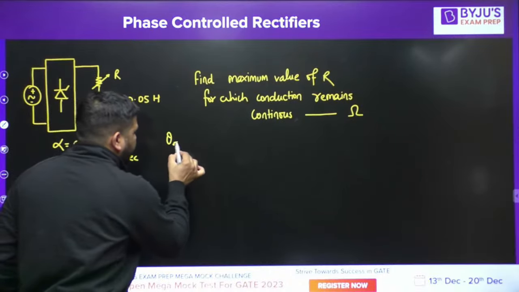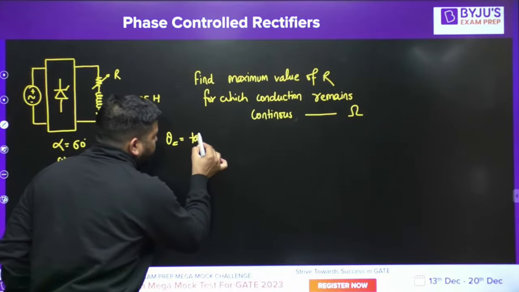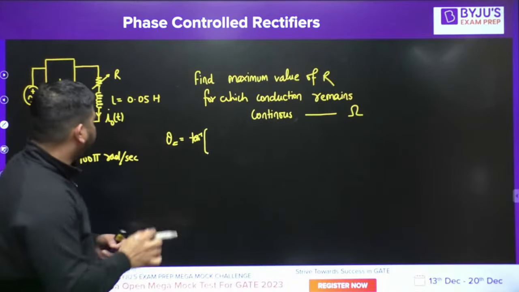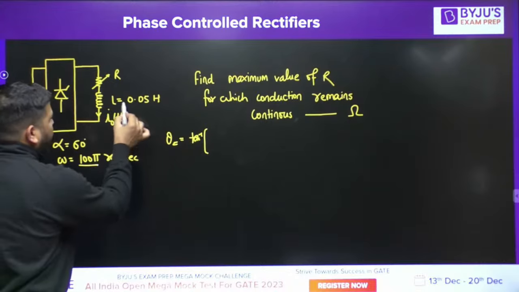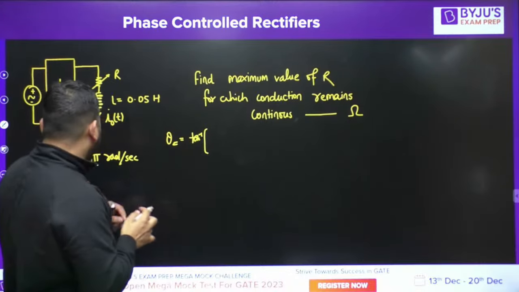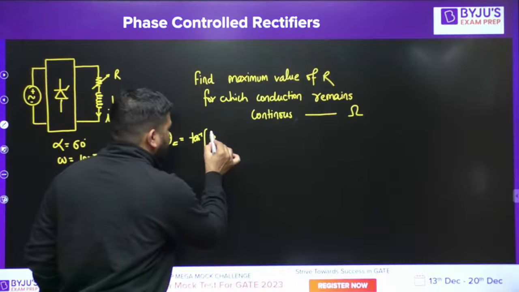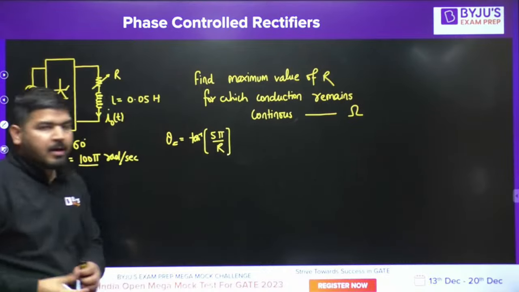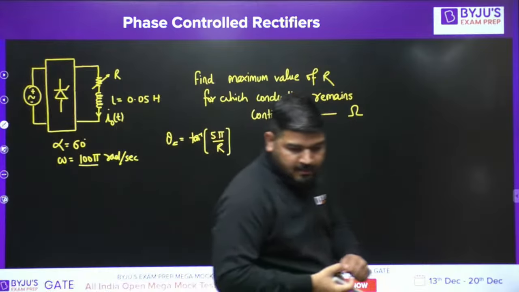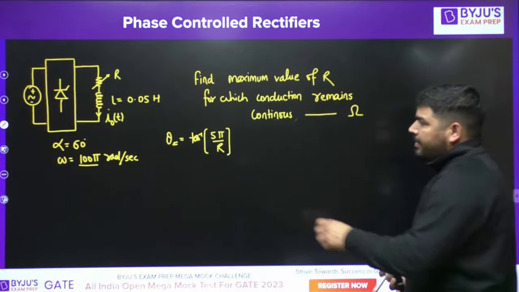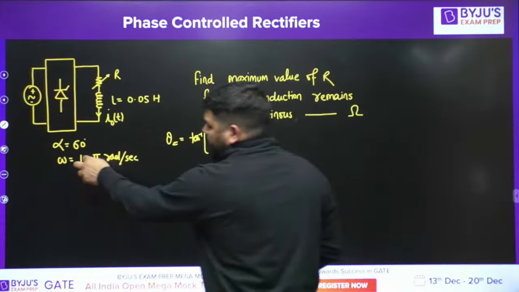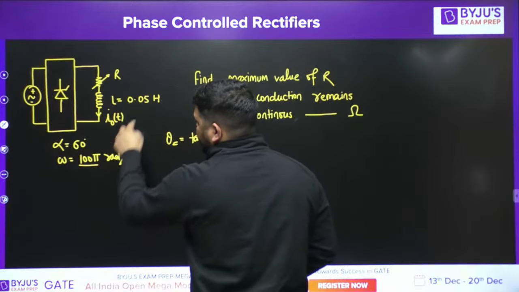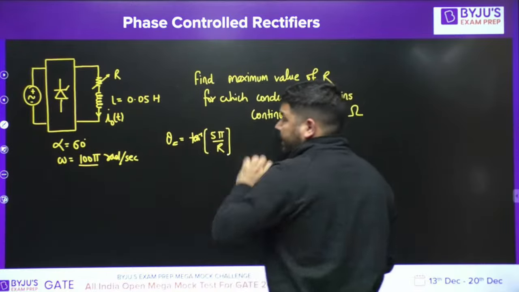Theta Z is tan inverse of omega L by R. Omega is 100 pi, L is 0.05. So if I multiply it, it will become 5 pi by R. This is my theta Z, tan inverse of omega L by R. So omega 100 pi into L 0.05 will become 5 pi upon R. This is my theta Z.